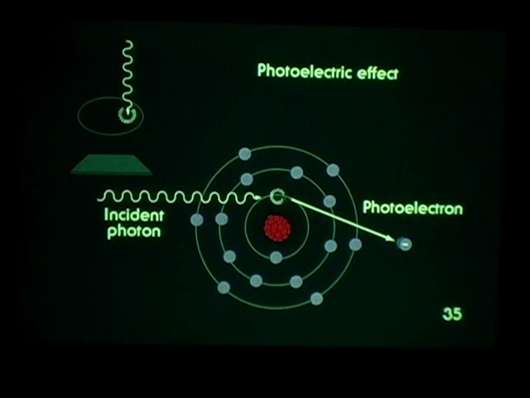The incident photon strikes an inner shell electron in one of the atoms of the patient. The photoelectric effect occurs when an X-ray has enough energy to actually knock an electron out of its shell. The incident or entering photon then ceases to exist. It gives all of its energy to the electron, which, having been ejected from the atom, is called a photoelectron.